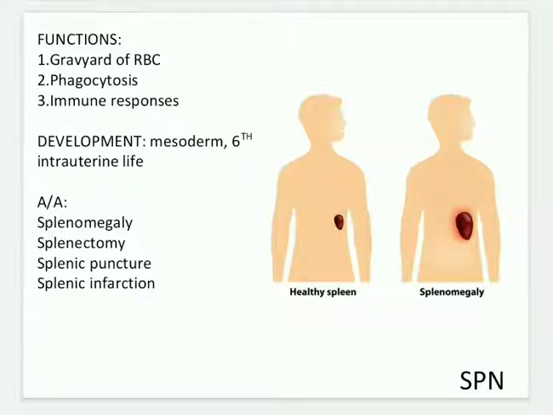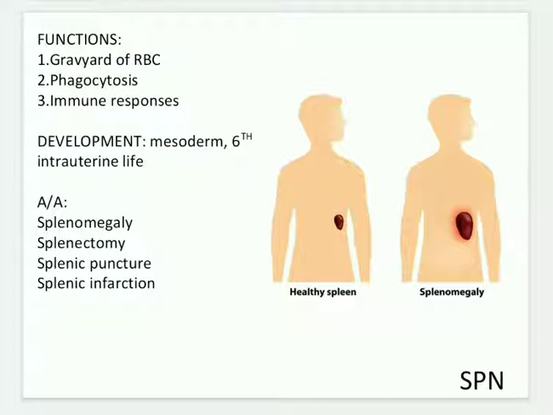So it is a hemopoietic organ during fetal life. It also gives immune responses under antigenic stimulation. There occurs increased lymphopoiesis for cellular responses, and it also increases the plasma cells for the formation of your humoral immunity. And the development: it comes from the mesoderm in the 6th week of intrauterine life.